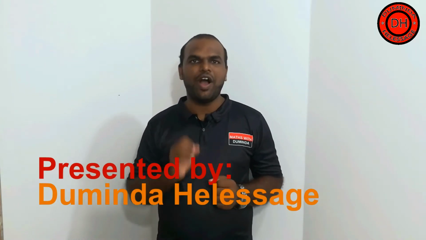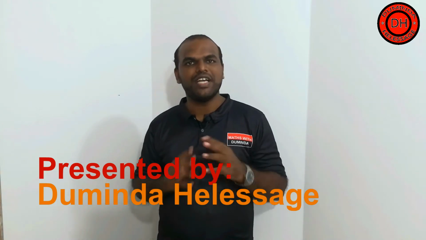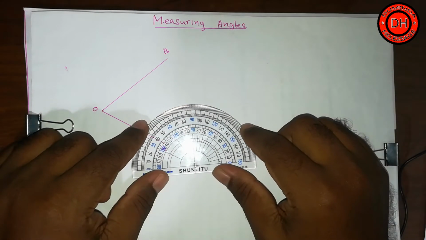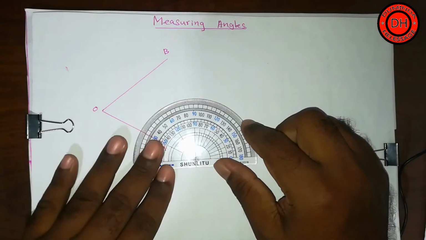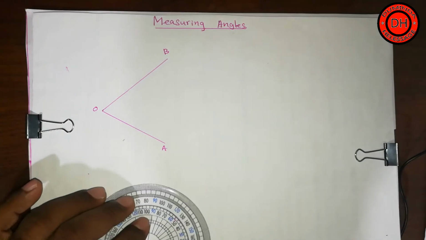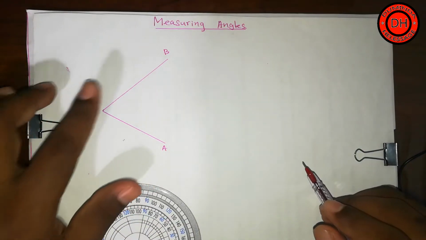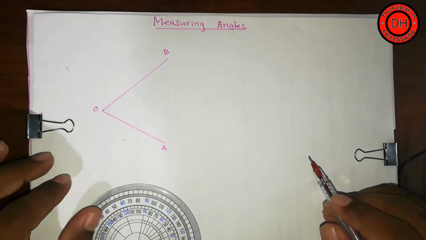In this video, I'm going to teach you how to measure angles using a protractor. So let's see how it's done. Measuring angles. We use a protractor to measure angles. Here you can see an angle AOB. I'm going to measure that.